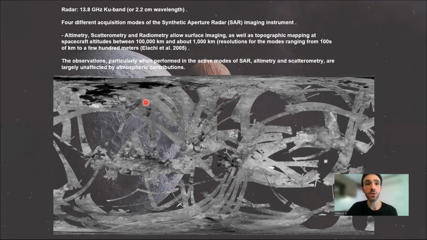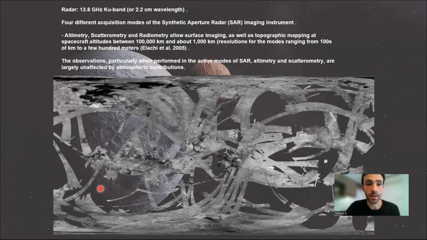The Cassini-Huygens mission took a synthetic aperture radar that worked in Ku band, and took a lot of images, as you may see in this map. This is all the radar data from the mission. There are some gaps that hopefully will be filled in future missions.